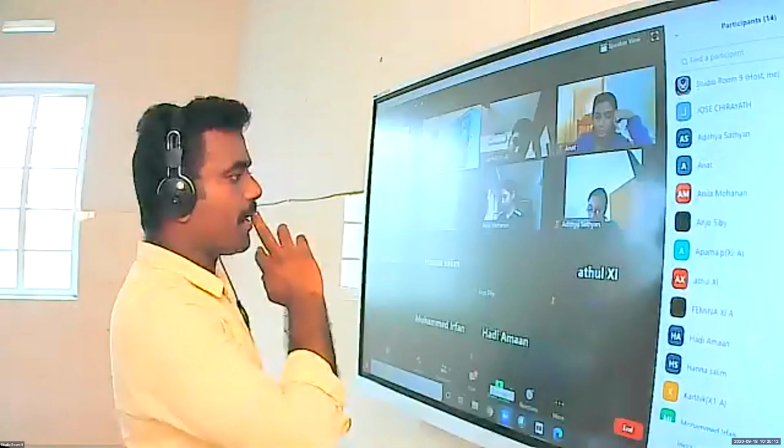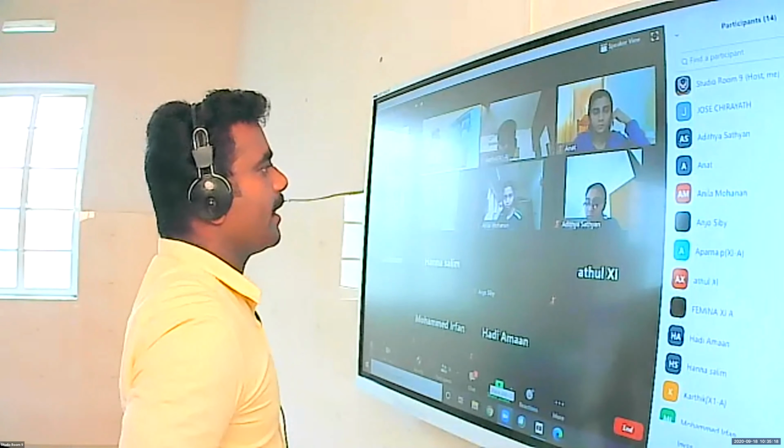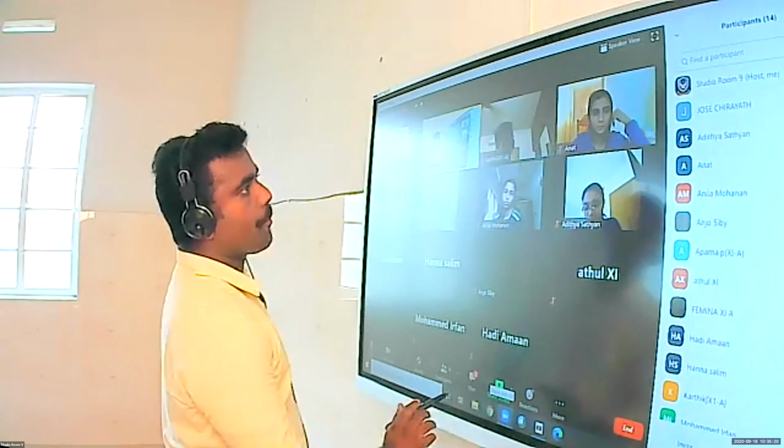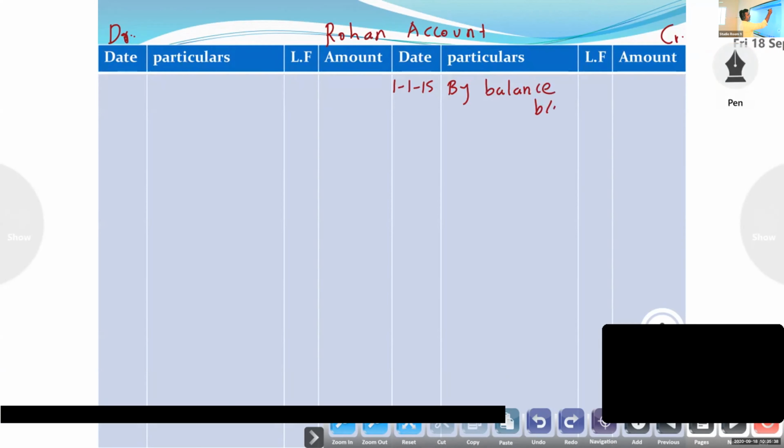So, whether Rohan is an asset or a liability? In that entry, Rohan is a liability. So opening balance will be on which side? If it is a liability, credit side. Yes, correct. By balance BD, 1/1/2015 by balance BD. It is a Rohan account, so the balance will be 6,000. 6,000 by balance BD, 6,000.